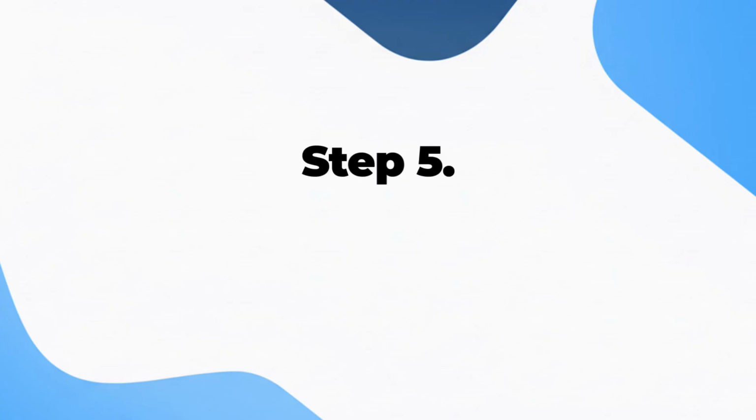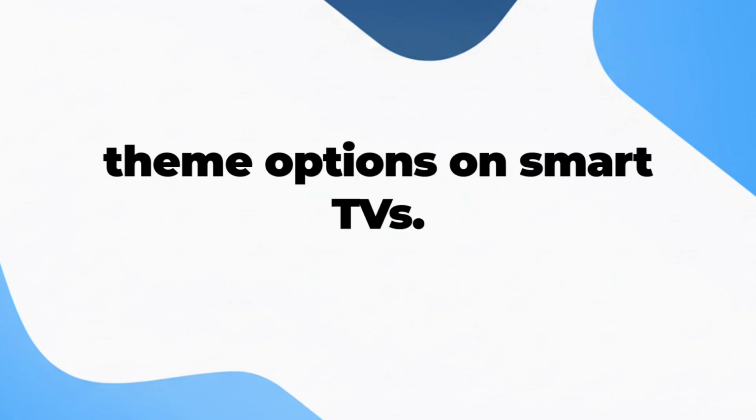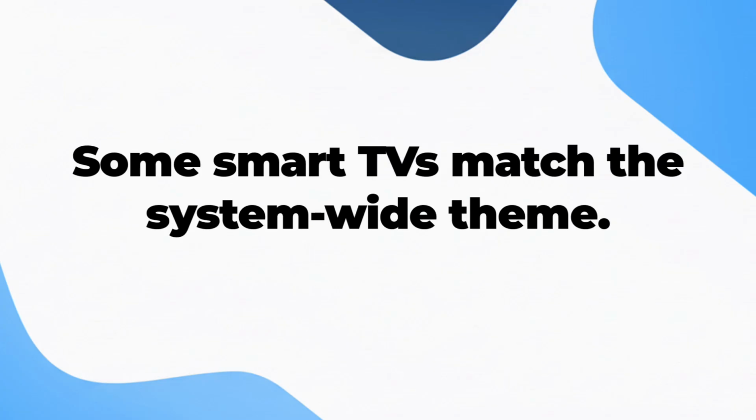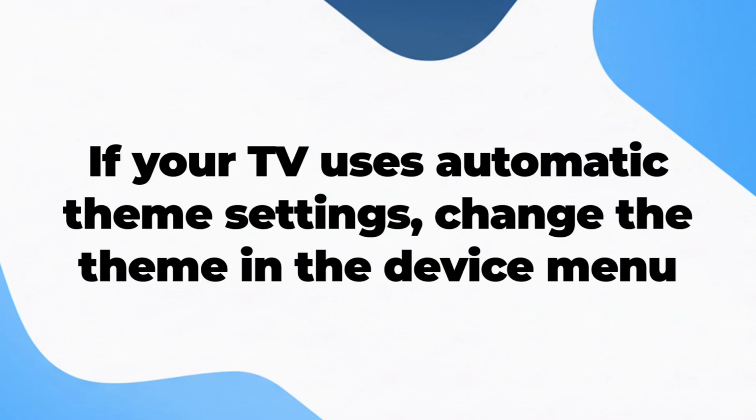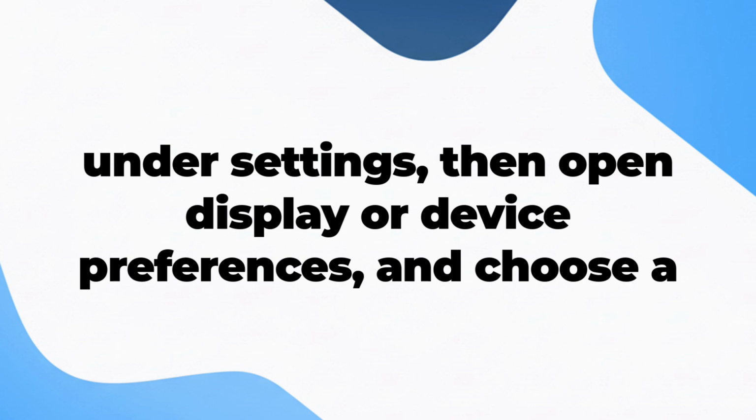Step 5. Theme options on smart TVs. Some smart TVs match the system-wide theme. If your TV uses automatic theme settings, change the theme in the device menu under Settings, then open Display or Device Preferences and choose a theme option.